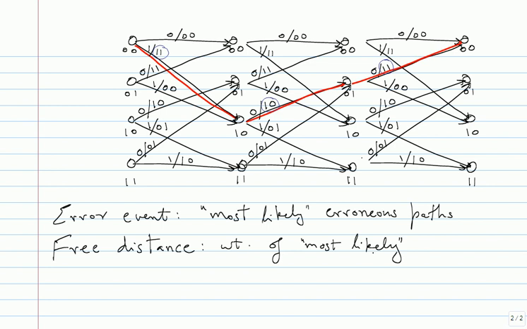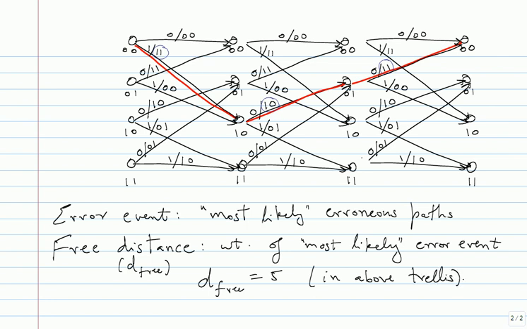Okay, so I should be careful here when I make these definitions. There are a lot of rigorous ways of defining it. I'm giving you a loose definition. So in this trellis, D free. Okay, so this is denoted D free. D free is what? 5. Okay, in the above example. Okay, simple enough.